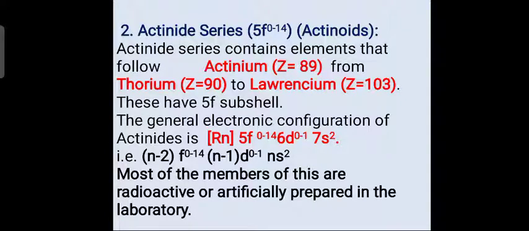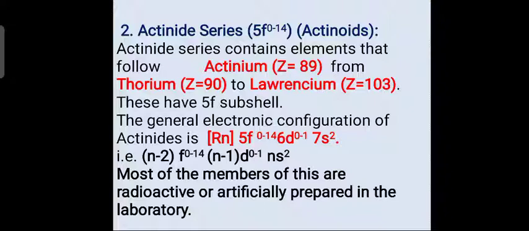What is the atomic number of lawrencium? 103. These have 5f subshells, that means the 5f subshell. The general electronic configuration of actinides is radon, Rn 5f 0 to 14, 6d 0 to 1, 7s2.